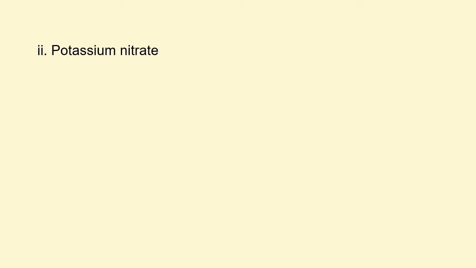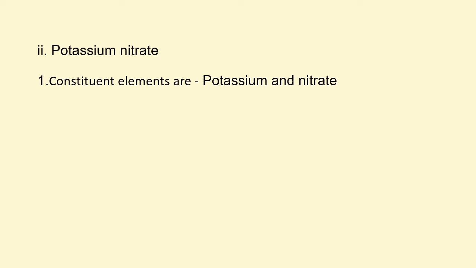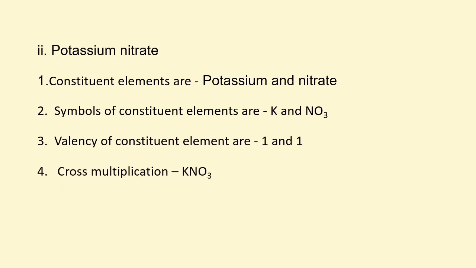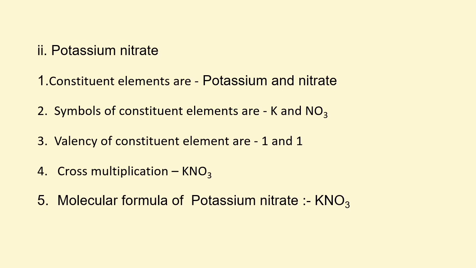For second compound, potassium nitrate, the first step is constituent elements are potassium and nitrate. Symbols of constituent elements are for potassium K and for nitrate NO3. Valency of constituent elements are 1 and 1. With the help of cross multiplication, we can write down KNO3. That means the molecular formula of potassium nitrate is KNO3.